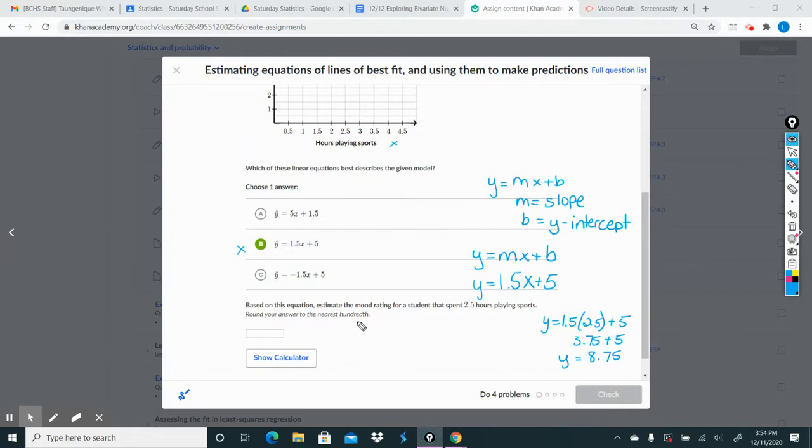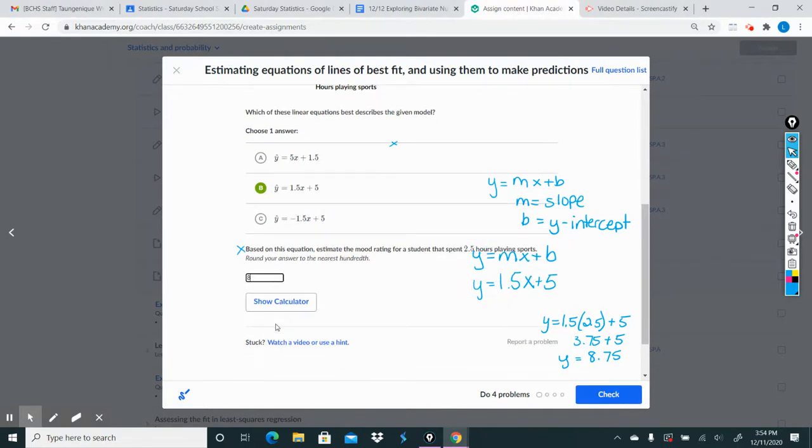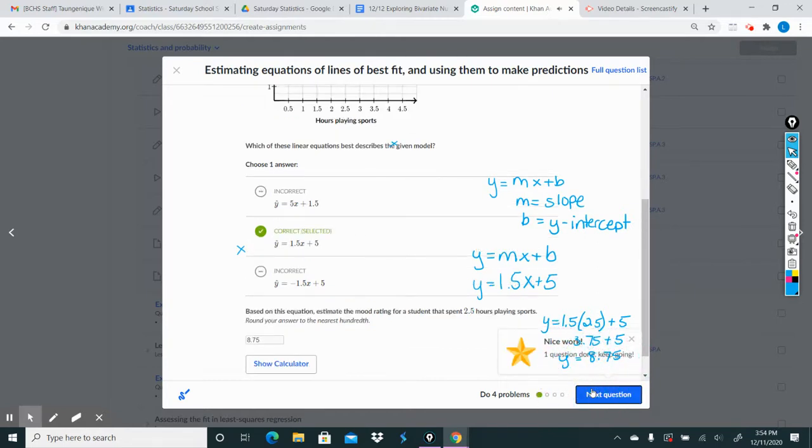We're going to round our answer to the nearest hundredth. It's already in the hundredths place value. So we're going to type in 8.75 as our answer, give ourselves a check, and we did great work.